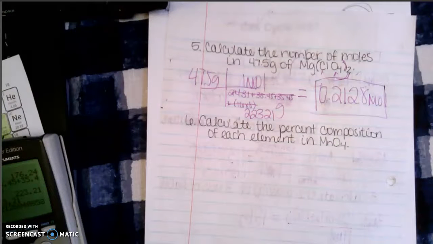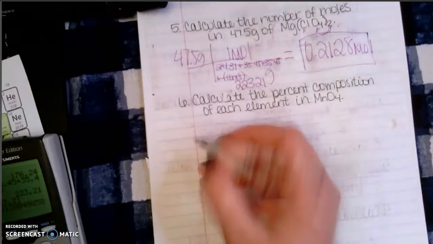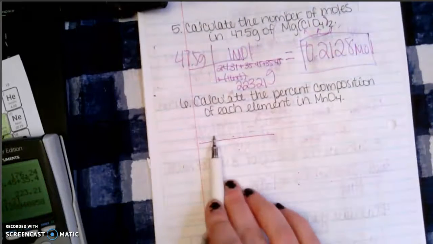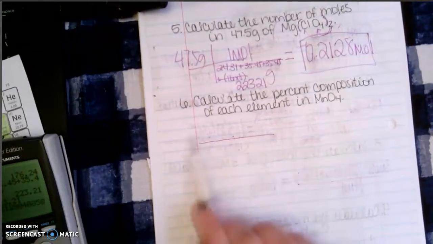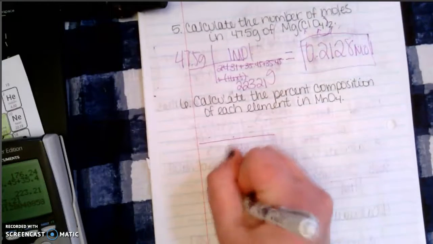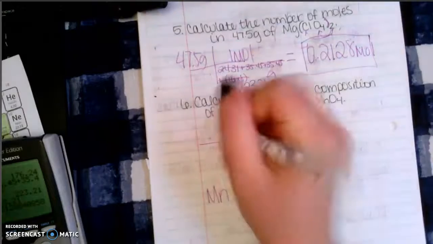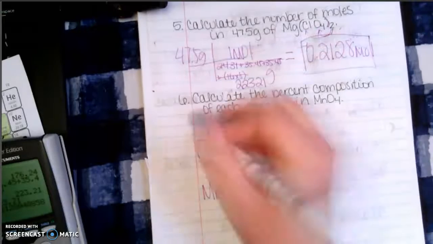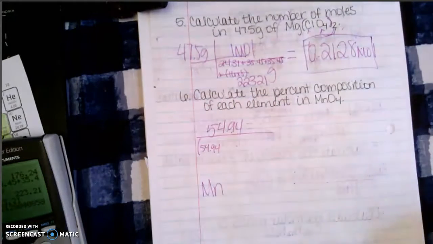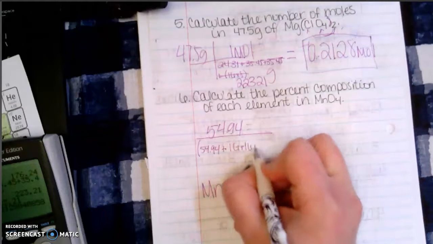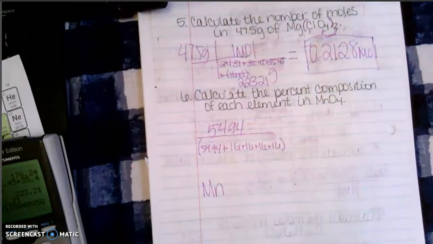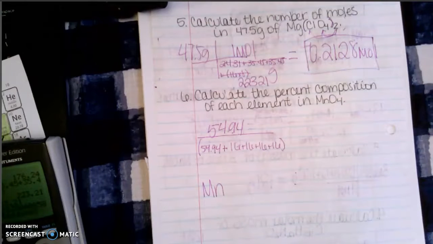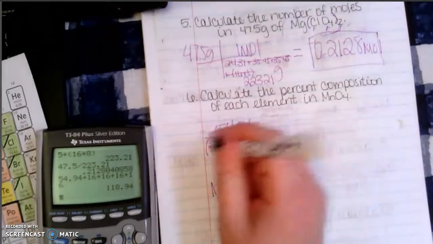And then finally we have calculate the percent composition of each element in MnO4. Okay, so this should be the most recent thing we've done. So what you need to do is we're going to take the individual element weight up here. Manganese is 54.94. Okay? And then on the bottom is your total. So if manganese is 54.94 and we need to add 4 oxygens to that, 54.94 plus 16 4 times gives us 118.94.